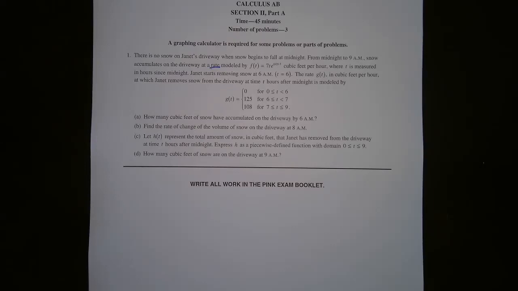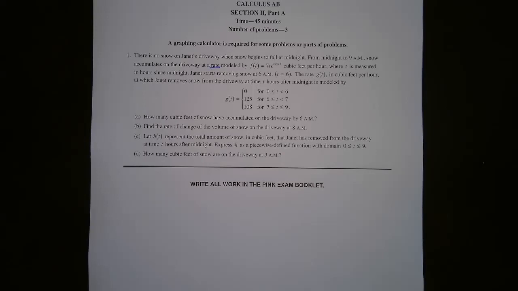Where t is measured in hours since midnight, Janet starts removing snow at 6 a.m., t equals 6. The rate g of t, in cubic feet per hour, is the rate at which Janet removes snow. So this is an in and out problem, because f of t is the in part and g of t is the out part. It's the part that's removing snow, because she's shoveling the snow out.